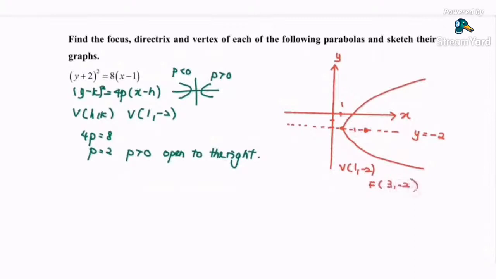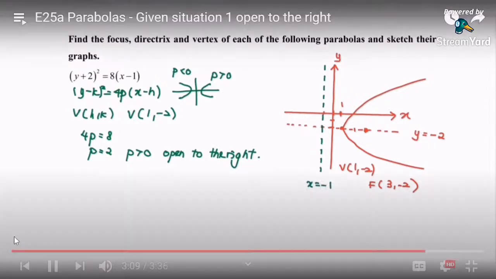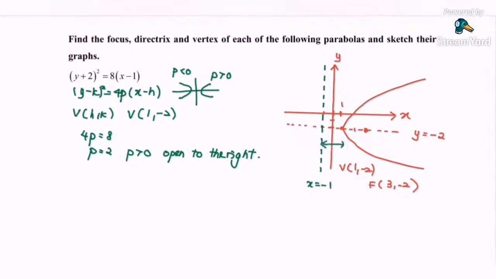As for the directrix, it is the opposite situation, so shifting towards the left for 2 units. Where we will have 1, so 0 is 1 unit, and then −1. So the directrix will be x equals to −1. As we all notice, here is 2 units which refers to the p unit, and from the vertex to the focus is also 2 units.